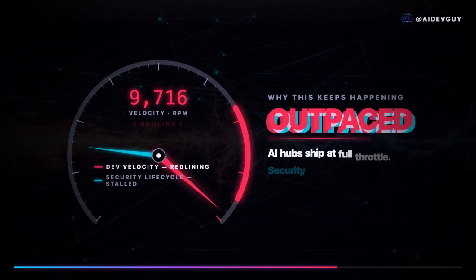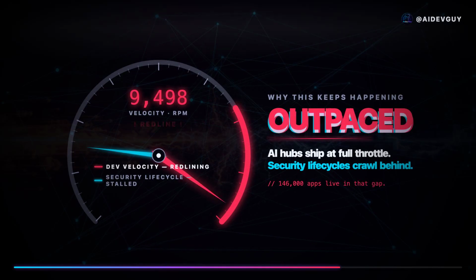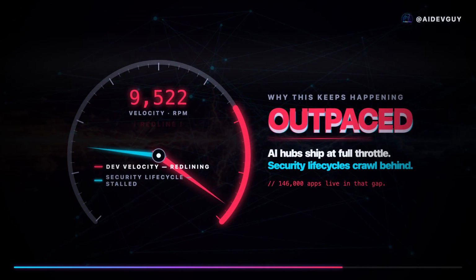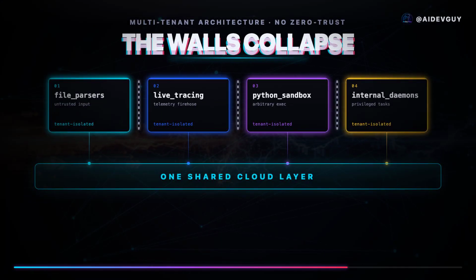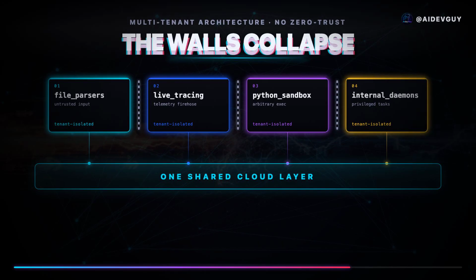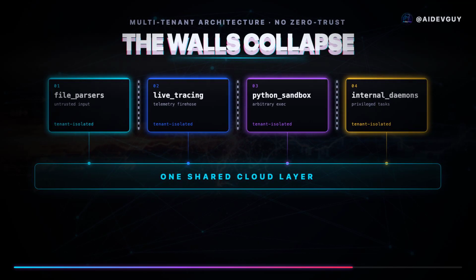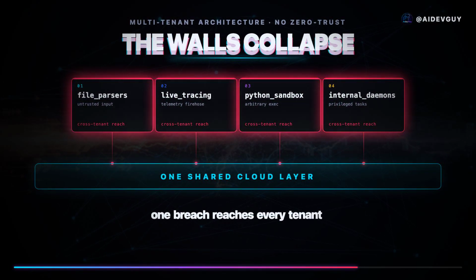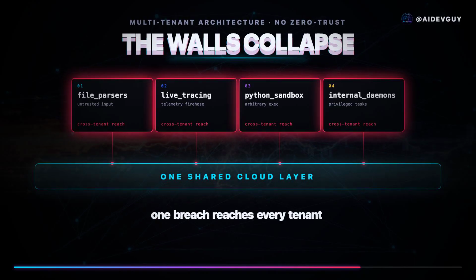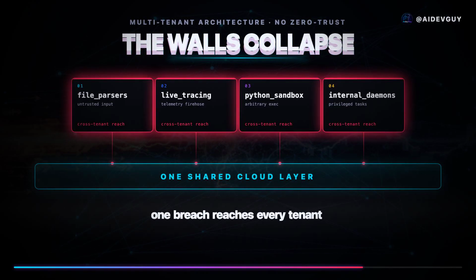Why is this happening? Because the development velocity of AI hubs has completely outpaced standard security life cycles. When a platform mixes file parsers, live tracing, Python sandboxes, and internal daemons into one shared cloud layer without absolute zero-trust verification at every microservice boundary, the multi-tenant architecture collapses.